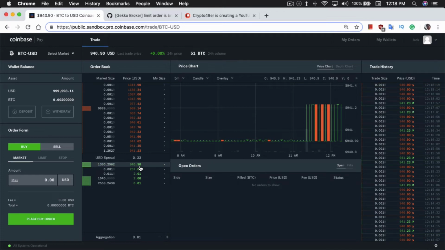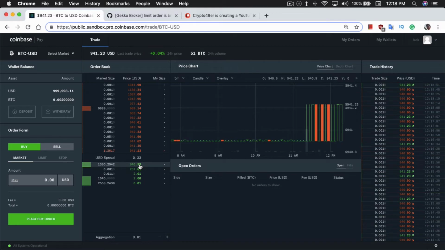This is a sandbox of Coinbase Pro's exchange, not the actual exchange. So Bitcoin prices are not actually less than $1,000, and I don't actually have almost $1 million to trade. This is all fake. I don't have that kind of money, and prices are not that low right now. But let's say the price moves against you. Right now it's 940, but if it moved against you, let's say it went up to 950.